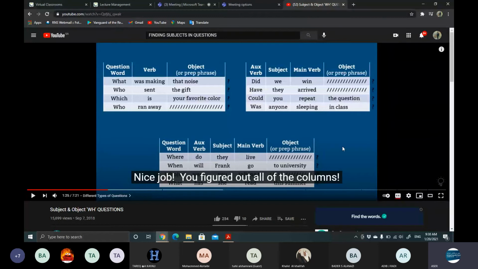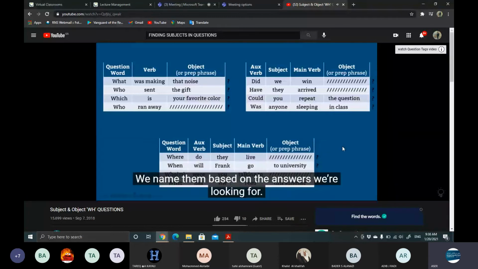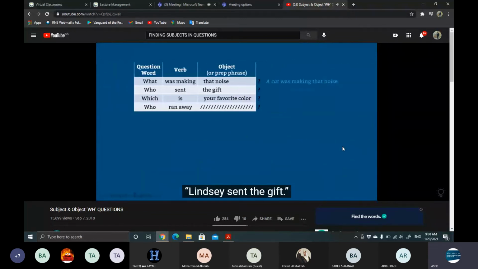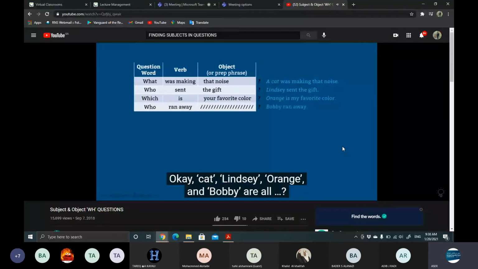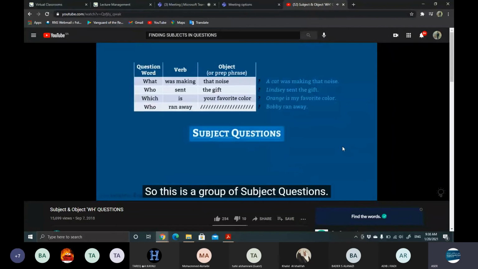Great. But why are they in different groups? Because we have 3 different types of questions here. We named them based on the answers we're looking for. Let's consider some possible answers for each group. A cat was making that noise. Lindsay said the gifts. Orange is my favorite color. Bobby ran away. Okay. Cat, Lindsay, Orange, and Bobby are all subjects. Right. So this is a group of subject questions.